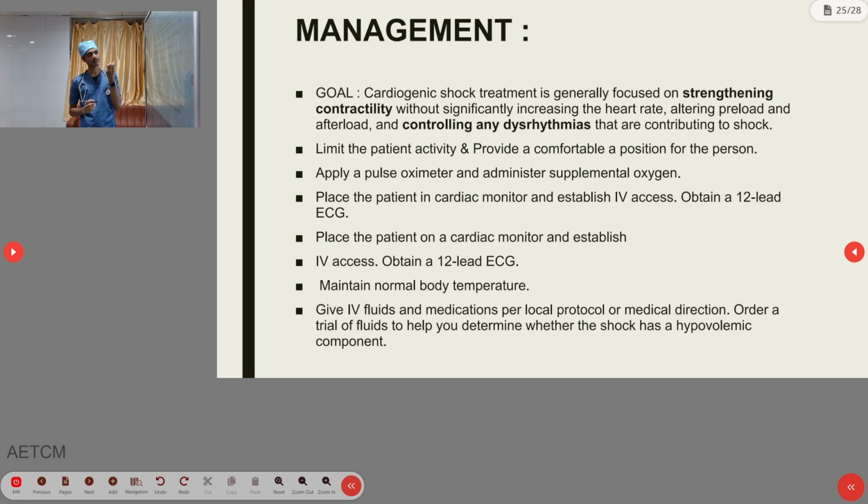So if you want the heart to pump effectively, we have to give inotropes. So we have to strengthen the contractility. In pre-hospital, what we can do, the same thing: we have to limit the patient's activity, assess the mental status, airway, breathing, circulation, disability, exposure, pulse oximetry. If the SpO2 is less than 94, we can go with supplemental oxygen, and then you have to take the ECG and place the person on the cardiac monitor, IV access, and maintain normal body temperature. IV fluids, again, if it permits, we can do.